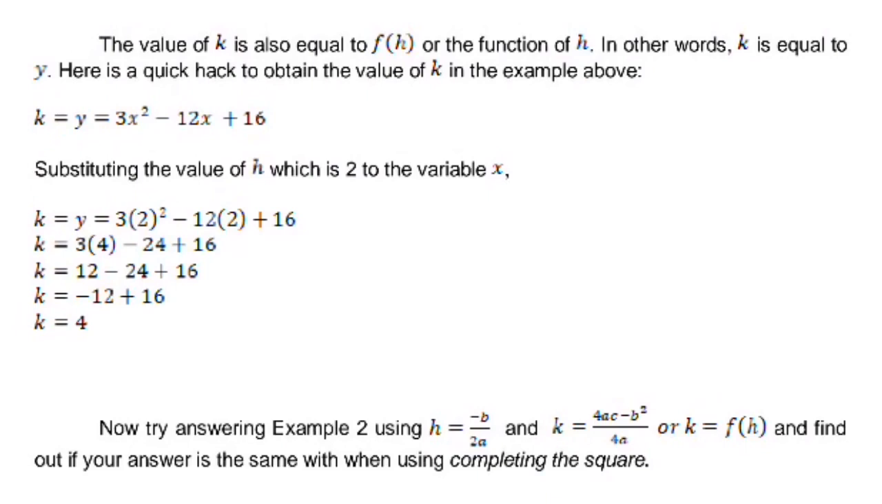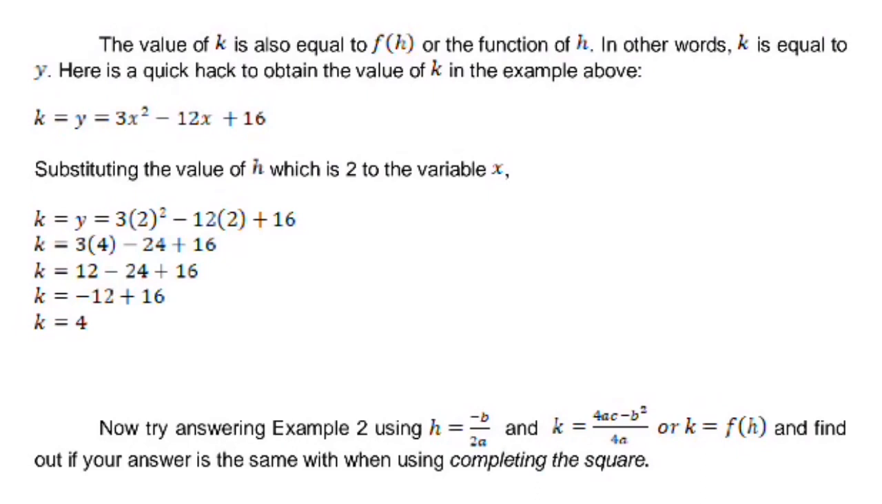So you're going to have k is equal to y equals 3 times, this is x squared, so 2 squared, minus 12 times 2 plus 16. So you're going to have k is equal to 2 squared is 4, so 3 times 4. Then negative 12 times 2 is negative 24 plus 16. 3 times 4 is 12 minus 24 plus 16. So you're going to have negative 12 plus 16, and k is equal to 4. So the same answer with our previous answer.